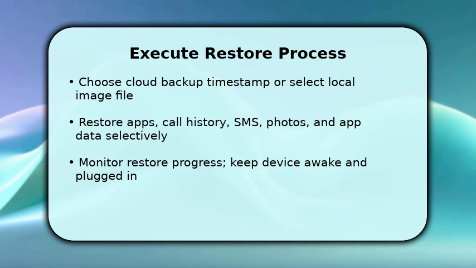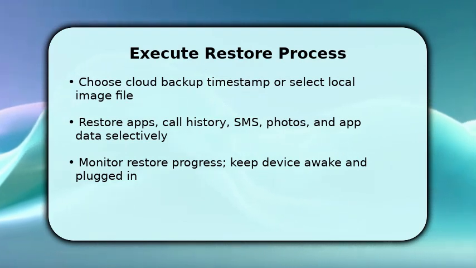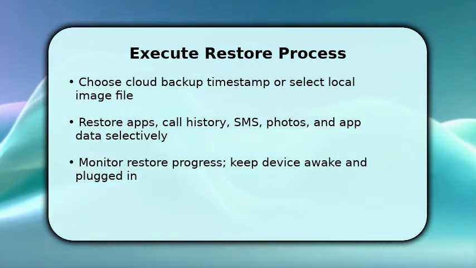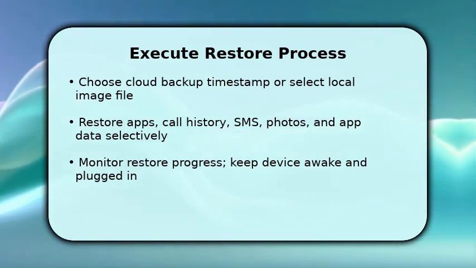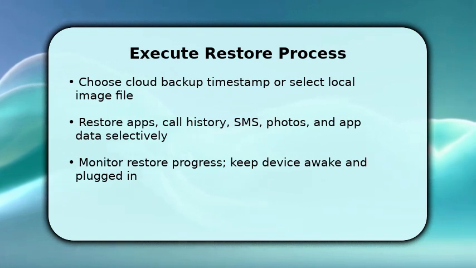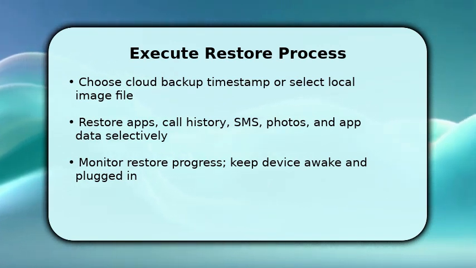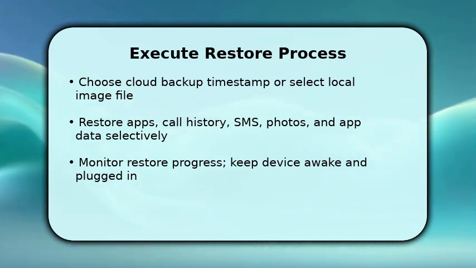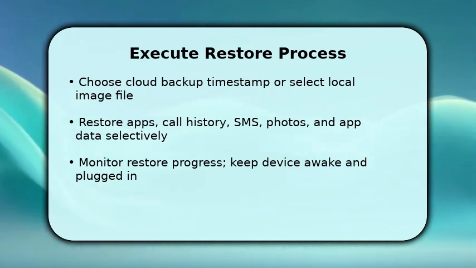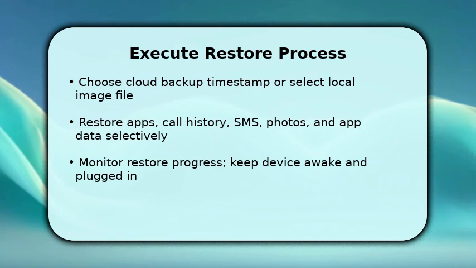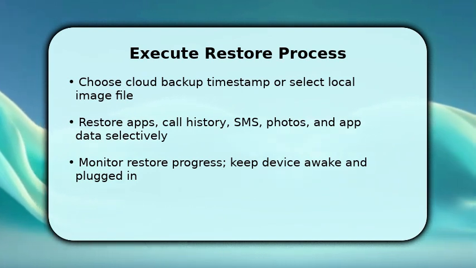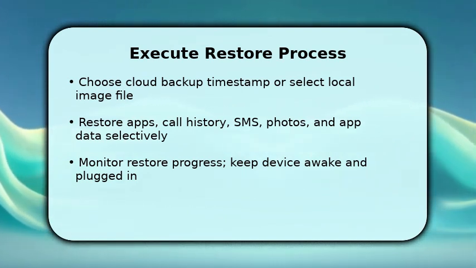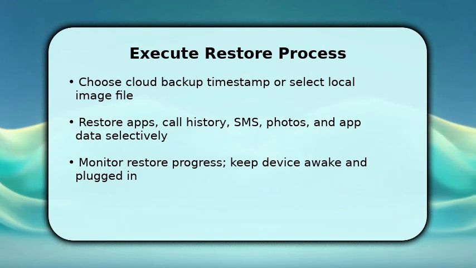You now execute the restore. Choose the cloud backup timestamp that matches what you need, or browse to the local image if you copied one via USB. Select Items, Apps, Contacts, SMS, Photos, and App Data. Uncheck anything you don't want. Tap Restore and let the system download and reapply settings. This can take minutes to hours. Make sure to keep the device awake, plugged into power, and on Wi-Fi because interruptions can corrupt partial restores.